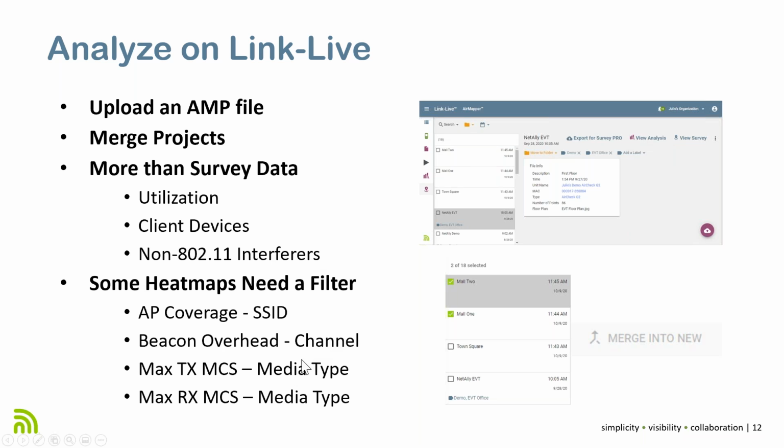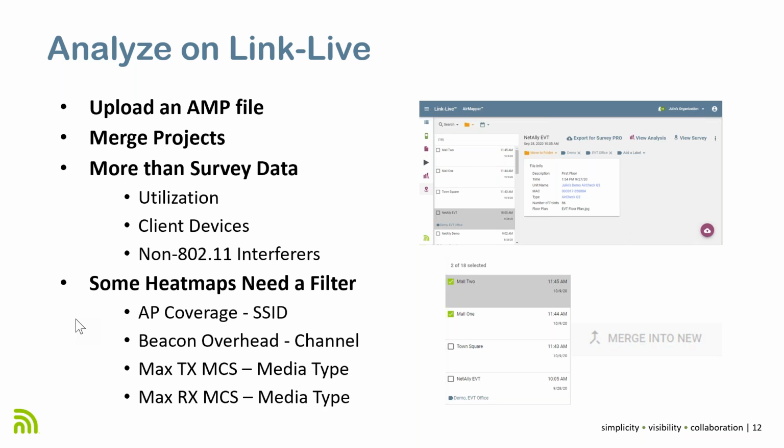Another tip, you may have noticed that sometimes you will look at the heat map on AirMapper, or you're trying to look at a heat map on AirMapper, but the option is grayed out. It's like, hey, why isn't this option available? I have my AllyCare, I should be able to get access to all the heat maps.